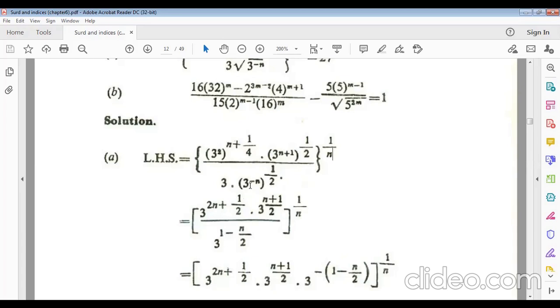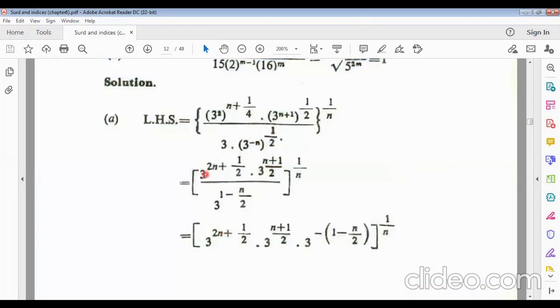Now this 3 and this power minus n and half multiply what? Minus n by 2. Same base, this is why 1 minus n by 2. And the third bracket has a whole power to the power 1 by n. So all of these are 3, same base. So you can write 3 to the power n plus 1 by 2, and this power will be sign changed. That means 1 will be minus 1 and minus n by 2 makes plus n by 2.